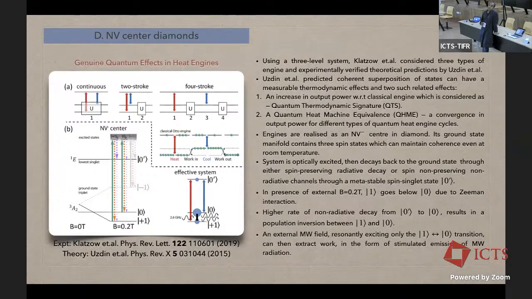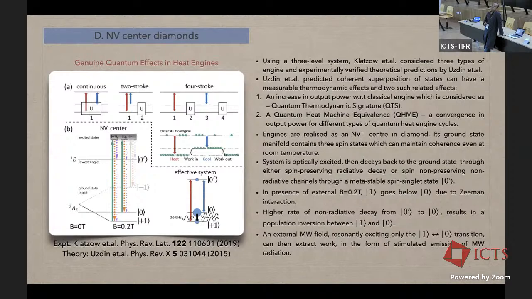This is interesting in the sense that we have discussed various forms of engine cycles, starting from continuous in one limit, to four strokes in the other limit. What they have done in these experiments is based on an NV-center diamond. An NV center is where you have a diamond with a defect: one carbon is replaced by nitrogen, and then you have one extra electron. That is the working medium here. It has 3 levels if you consider the ground and the excited levels. So it is essentially a 3-level system. Exactly, the theory paper also considered a 3-level system, like SSD also has 3 levels.